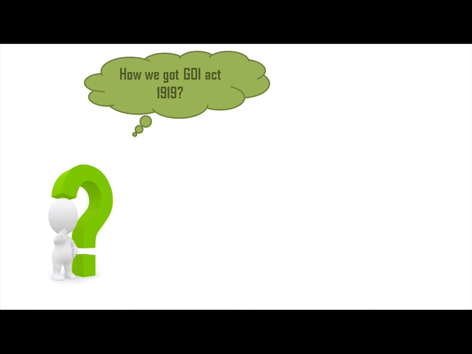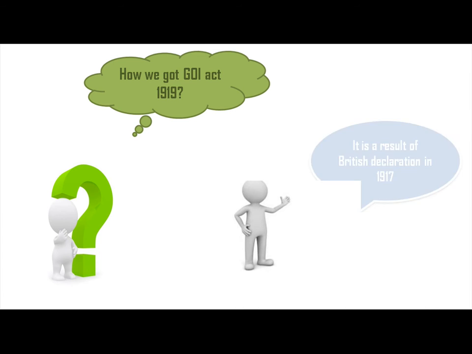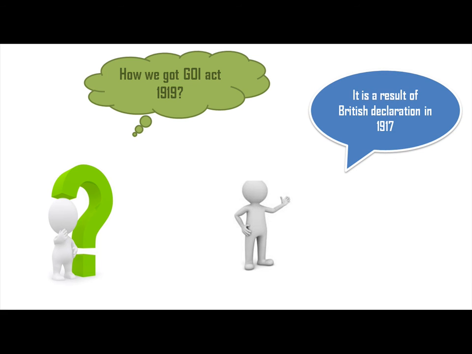Here, the question that arises is how we got this 1919 Government of India Act. There was a small story behind this. The answer is that this Government of India Act arose as a result of the British Declaration. Because of the British Declaration, we got this Government of India Act 1919.